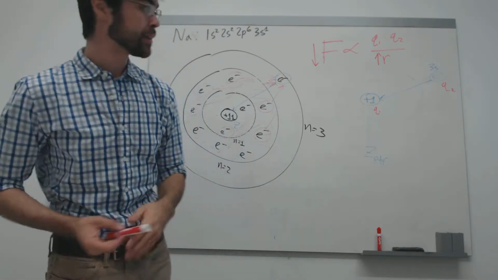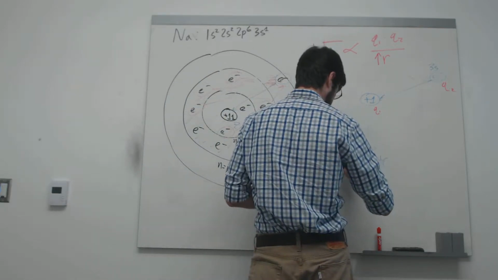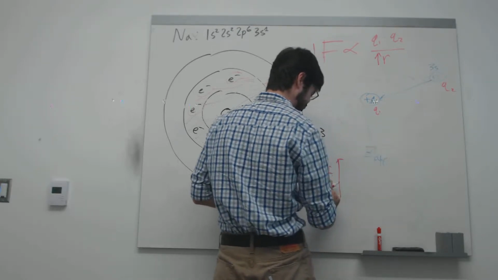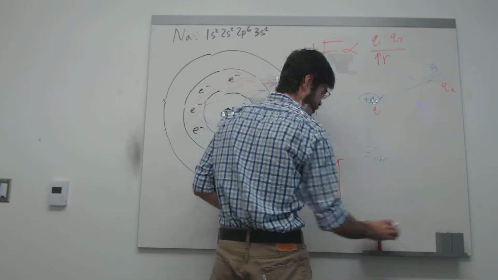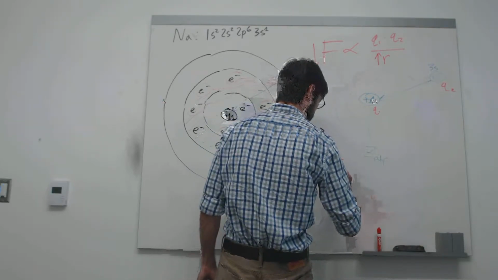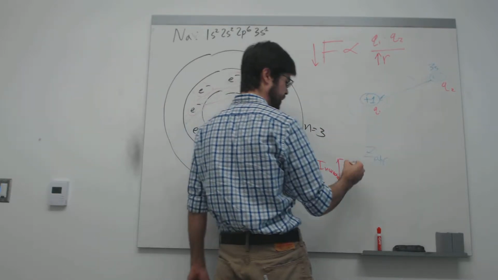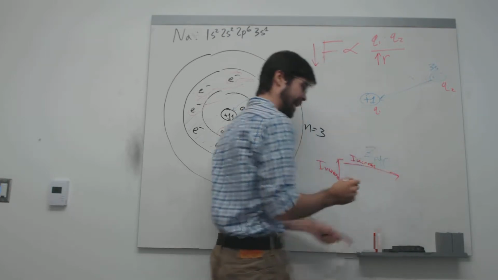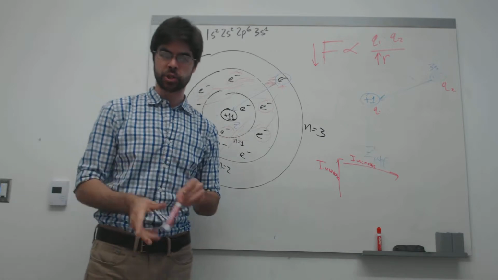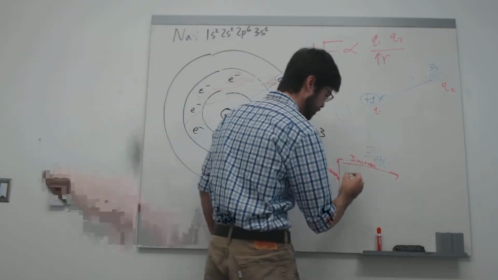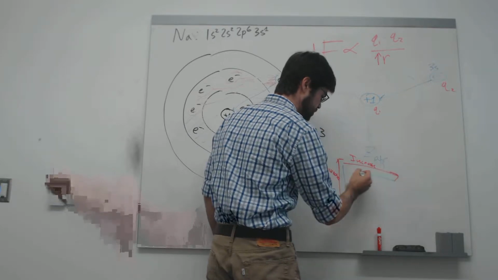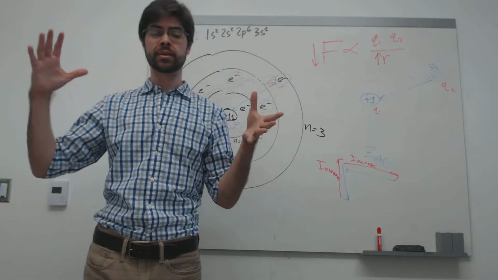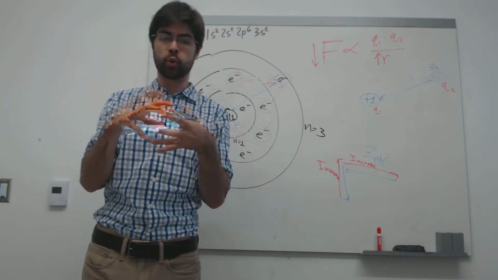So the general trend for Z effective is to increase. I can't write this. The trend for effective nuclear charge is to increase going up the column, and it increases going across the row. So it has the exact opposite trend as atomic radius. Atomic radius increases going down a column, and it decreases going across the row. And the way we understand that is that the radius is determined by how tightly the electrons are being pulled towards the nucleus.